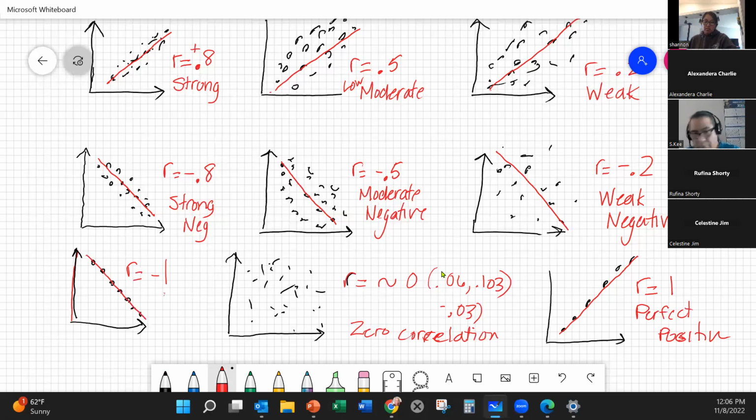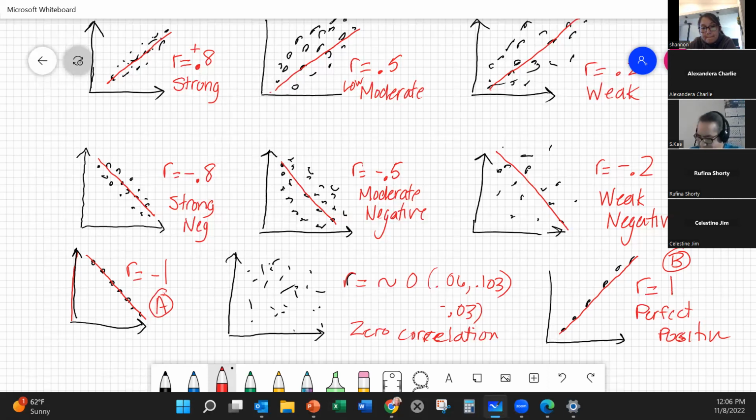Which is stronger? This one, A, or B, this one? Which is a stronger relationship? R equals -1 or R equals 1? Tell me what you think. R equals 1, B. Most of you were tricked, but not all of you.